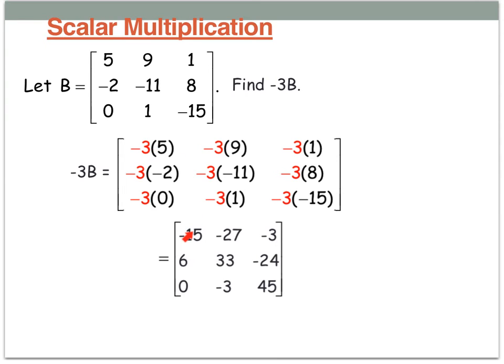Negative 3 times 5 is negative 15. Negative 3 times 9 is negative 27. Negative 3 times 1 is negative 3, so on and so forth. And that's how we would perform scalar multiplication on a matrix. This is different than matrix multiplication, which we'll do in our next section. So you cannot confuse these two. We have scalar multiplication, and then we also have multiplication of matrices, which are two different things.